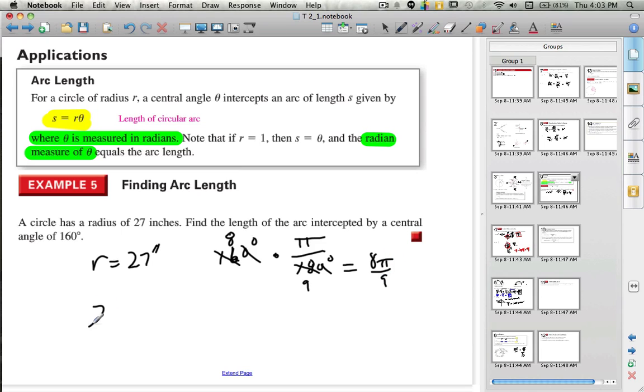And now I'm just going to take the radius times the angle. 9 goes into 27 3 times. 3 times 8 pi is 24 pi.